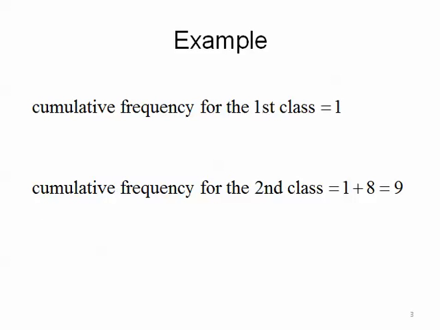So the cumulative frequency for the first class is just the frequency for the first class. And in this case, it is 1, because you have nothing before that. And then the cumulative frequency for the second class will be 1 plus 8, where 8 is the frequency for the second class. So the total is 9. So that means up to the second class, we have 9 observations.